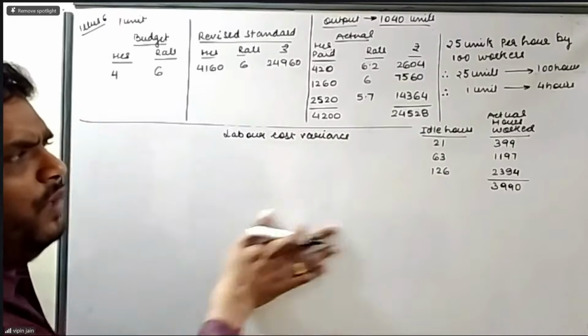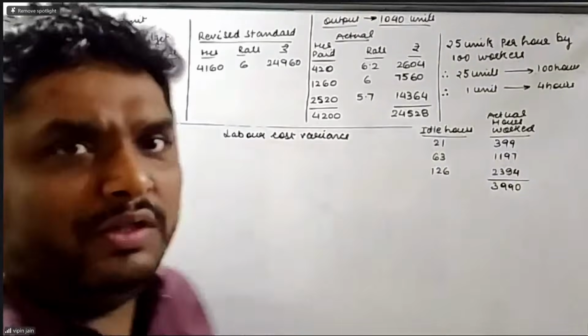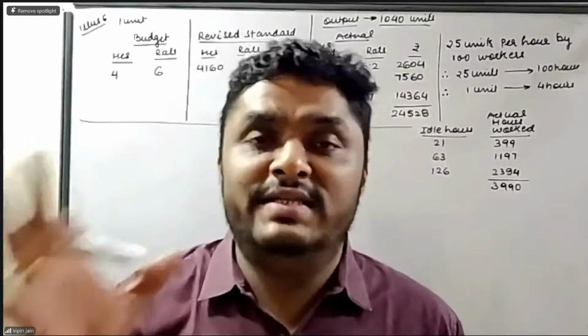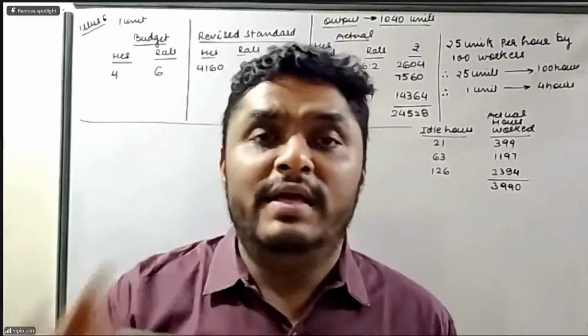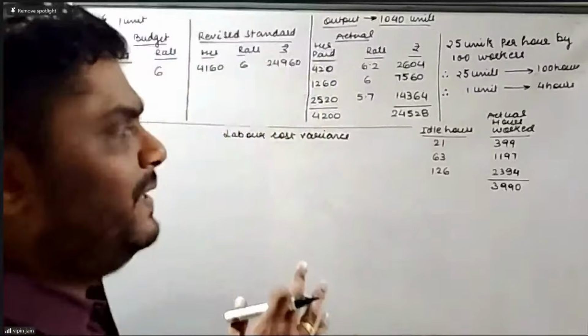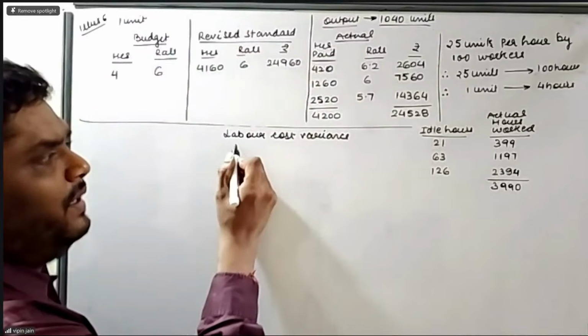We'll be writing the formula also for the examiner. Examiner has no idea about the formula, so we don't assume that the examiner knows everything. While checking the paper, we have to assume that he knows nothing. So we have to explain it nicely. So now labor cost variance. What is the formula, Mehak?